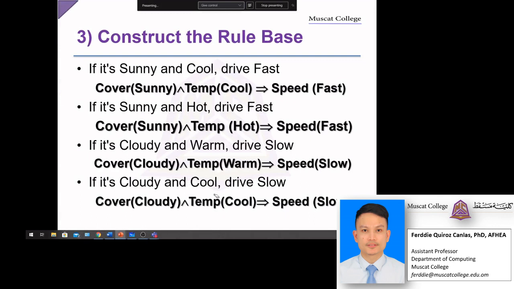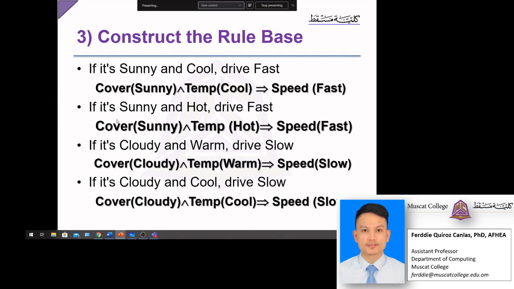So you have to construct the rules. We are now on the third step, which is constructing the rules. It says, if it is sunny and the temperature is cool, then you can drive fast. So this is the rule here. This is the representation in discrete mathematics: cover is sunny, and temperature is cool, and then the speed should be fast.